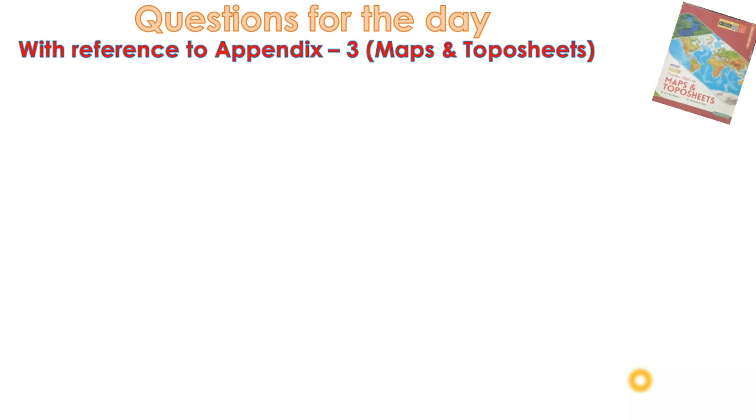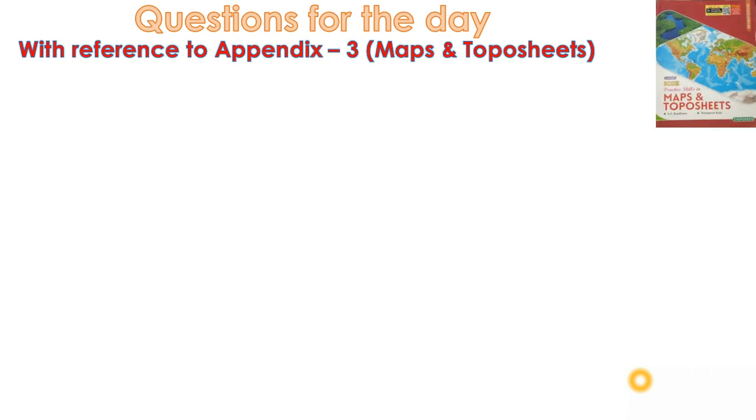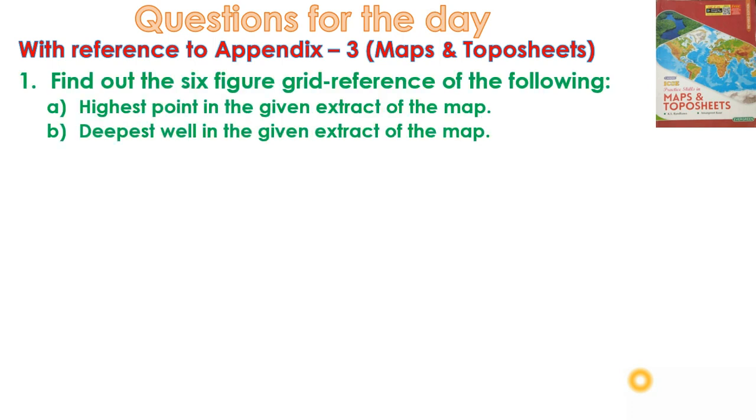With reference to appendix number 3 in your maps and topographic book, you have to answer the following questions. First one, find out the 6-figure grid reference of the following: the highest point in the given extract of the map, then the deepest well in the given extract of the map. So locate these two first, then find out their 6-figure grid reference. Write the correct question numbers.